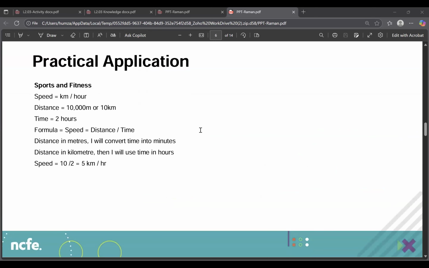So practical application, sports and fitness, speed equals kilometers per hour, distance is 10,000 meters, time is 2 hours. So the formula is speed equals.